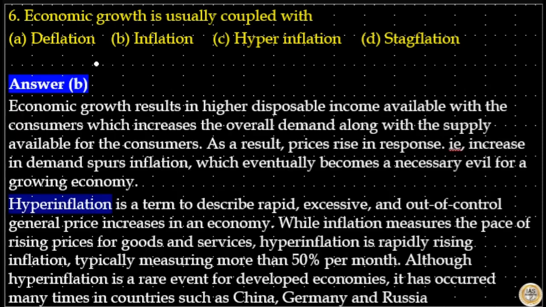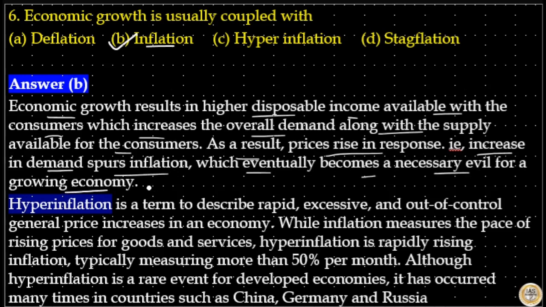The answer to this question is option B, inflation. Economic growth results in higher disposable income available with consumers, which increases the overall demand along with the supply available for consumers. As a result, prices rise in response. That is, increase in demand spurs inflation, which eventually becomes a necessary evil for a growing economy.